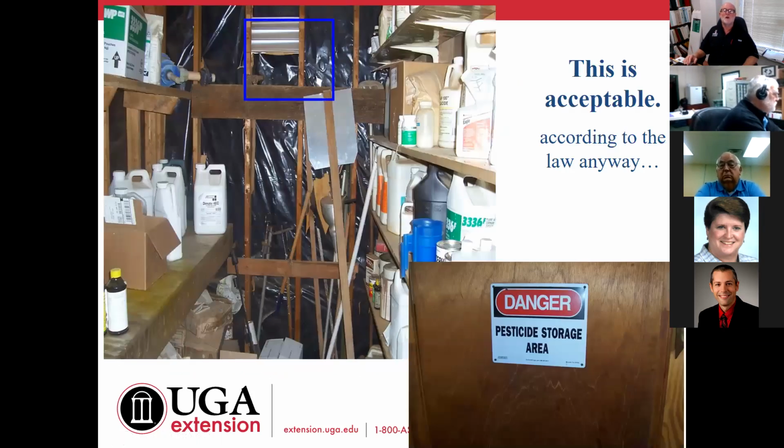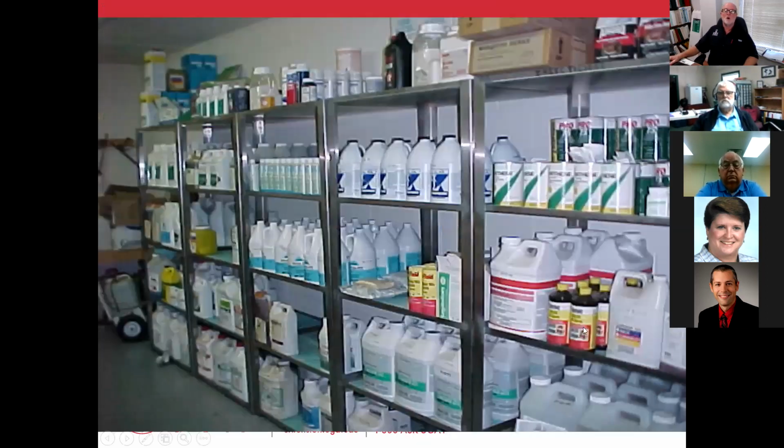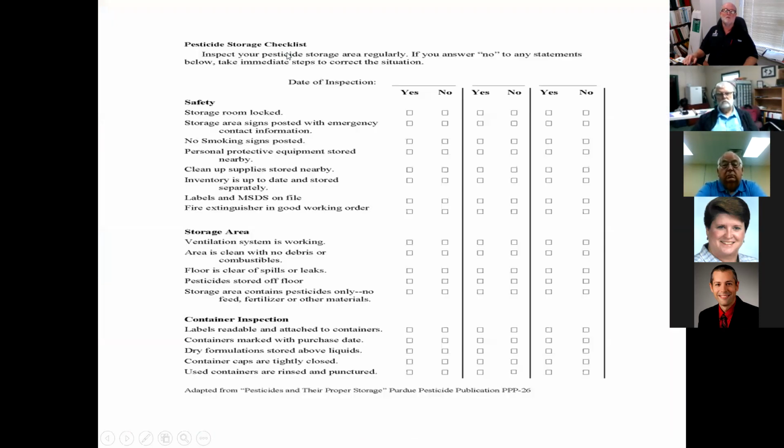A couple of photos of some storage areas. There's somebody's pesticide closet. That is acceptable according to the law, and that works. I am pleased to see that they do have their pesticide storage area marked by signage. This one is a little bit more in depth, and certainly from a commercial point of view, but some things to point out here. Dry products are stored above liquids, with non-porous shelving. There is drainage in this storage facility, so secondary containment, adequate lighting, and there is ventilation in that room as well.